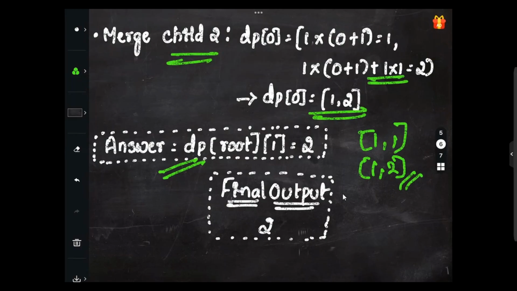So there are two valid edge sets, right? Cut at 0 to 1, or cut 0 to 2 only, right? So basically dp of root 1 is 2 here. This is fine. So the output that we need to get here is this one.